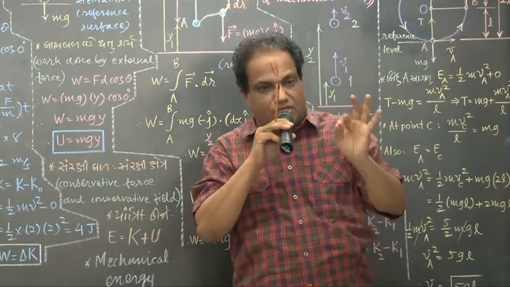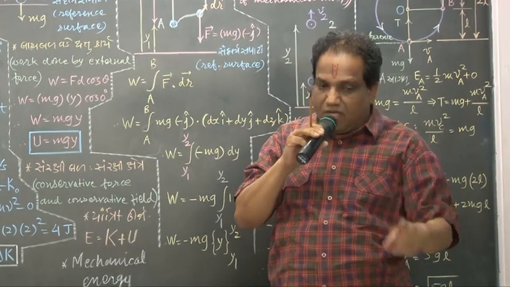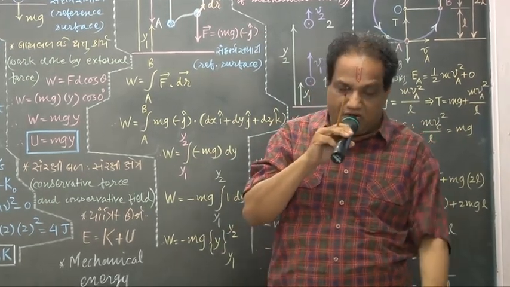Okay. Now sum number 7 is a very good sum. Read it two to three times. Only the statement, read it.